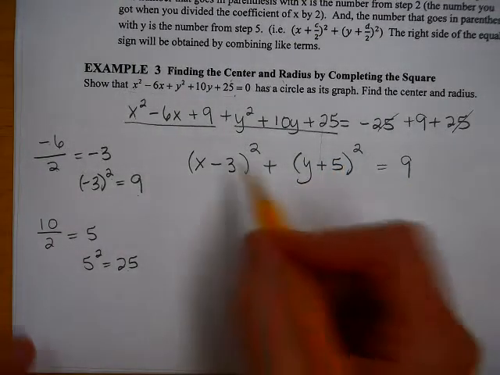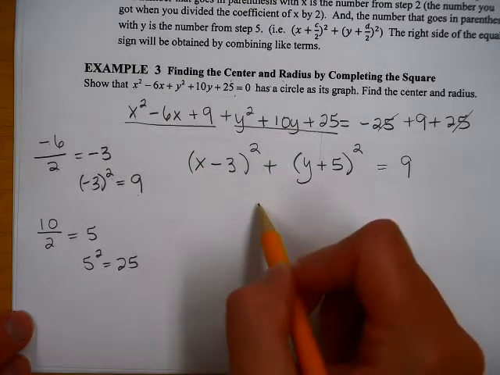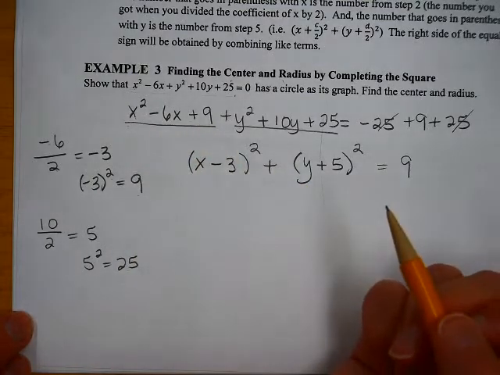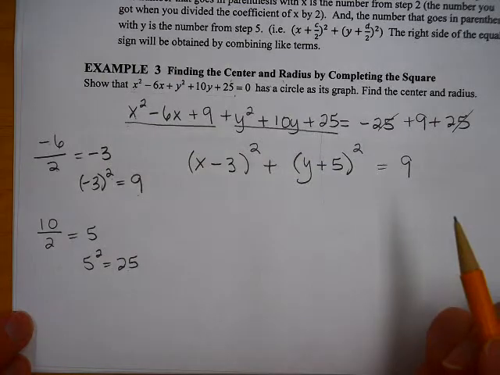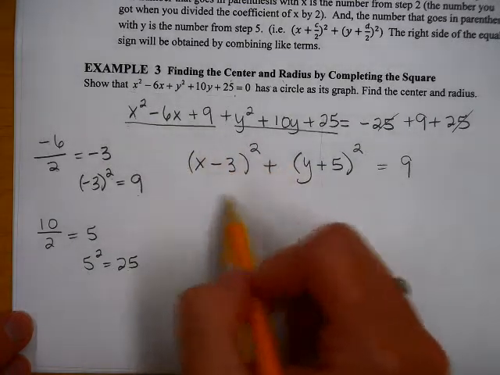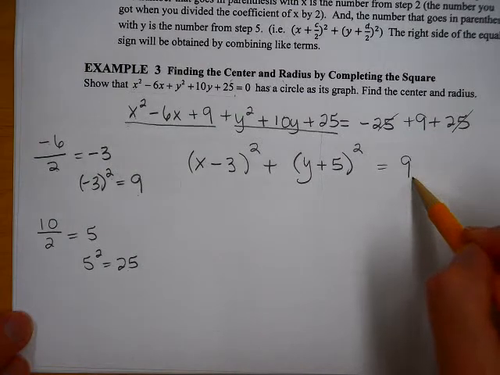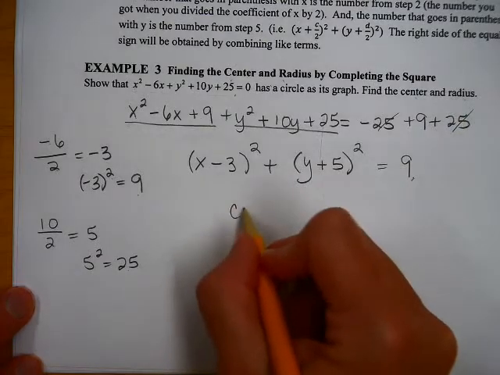And you can check this. You can take x minus 3 times x minus 3, squaring it, pull that out, you should get x squared minus 6x plus 9. This is a perfect square trinomial. Now I have this equation. If the number on the right side is positive, then yes, it's a circle. So this is a circle. If it's a circle, it has a center and a radius. Let's find the center.